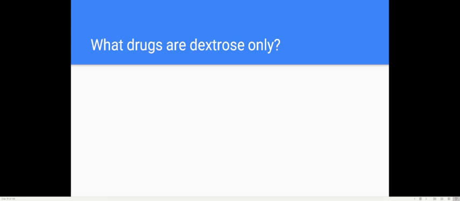What drugs are in dextrose only? This is your BOAs. This is Bactrim, Oxal, amphotericin B, and Cinersid. And what drugs need protected from the light? So this is, if you remember, protect every necessary medication from daylight. Phytonadione, vitamin K, epinephrine, nitroprusside, micafungin, and doxycycline.